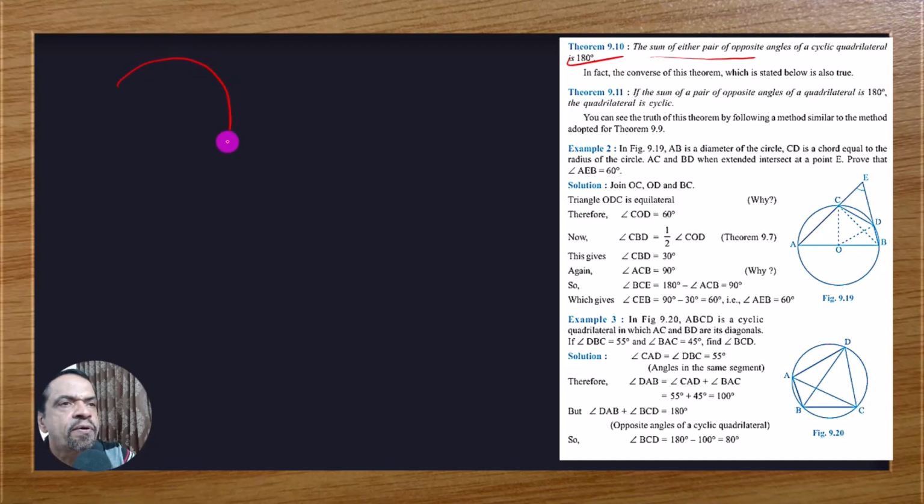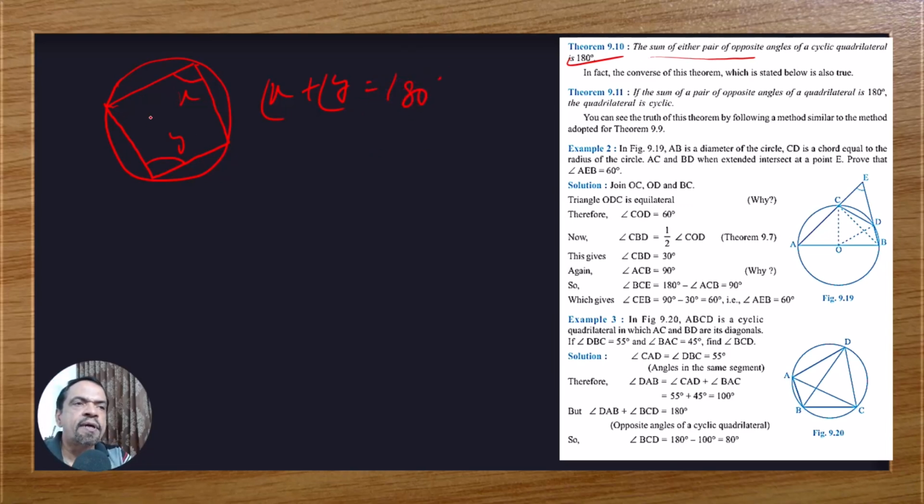According to this theorem, in a cyclic quadrilateral, suppose these angles are x and y, so the sum of the opposite angles is 180, in the case of a cyclic quadrilateral only, when the vertices lie on the circle. The converse, 9.11: if the sum of a pair of opposite angles of a quadrilateral is 180, then it is cyclic. Now examples 2 and 3 are very important, but among these, example 2 is the most important.